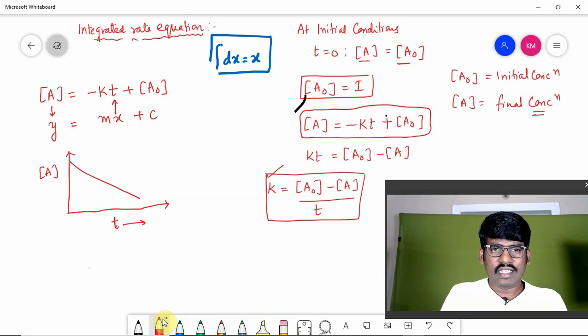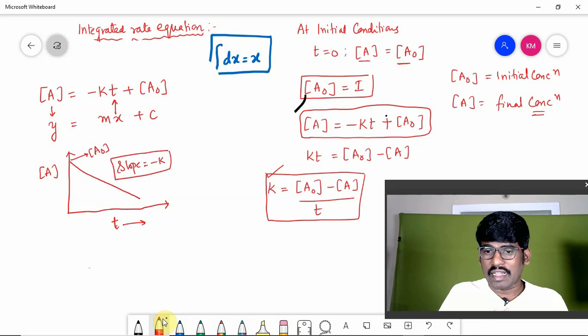And then c stands for intercept. So what is the intercept here? Intercept is A naught. m stands for slope. What is the slope here? It is minus K. You will get a straight line that indicates concentration of reactants is decreasing with respect to the time. So that is about the integrated rate equation of zero order reactions. Hope you understand. And graphs also they will ask, so you have to understand graphs very carefully.